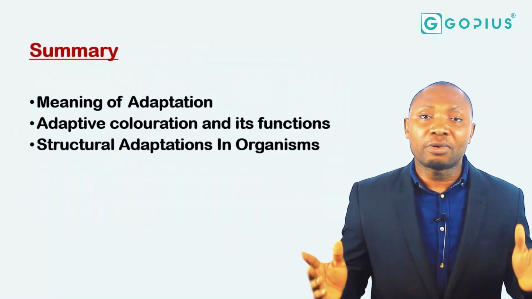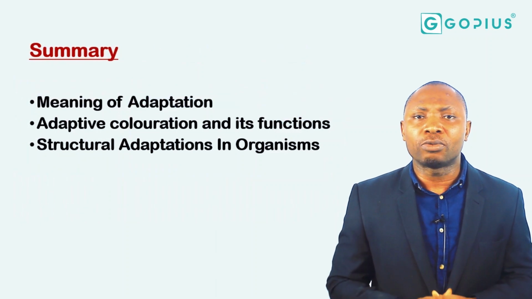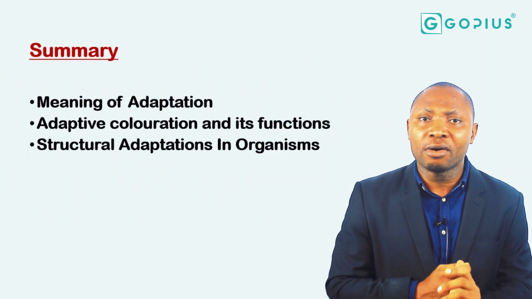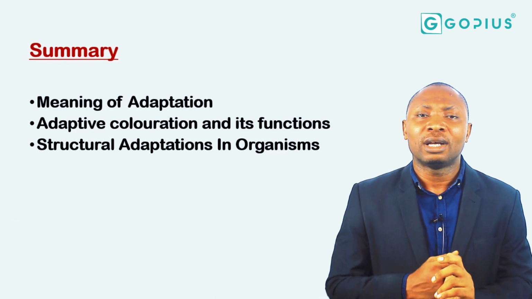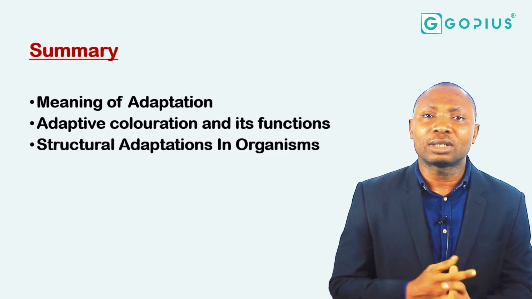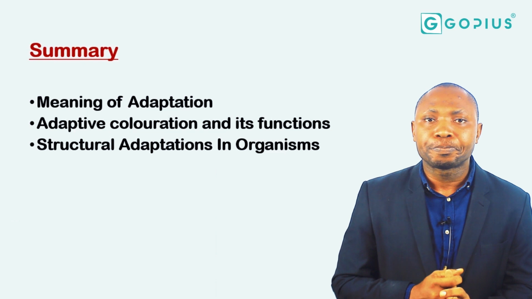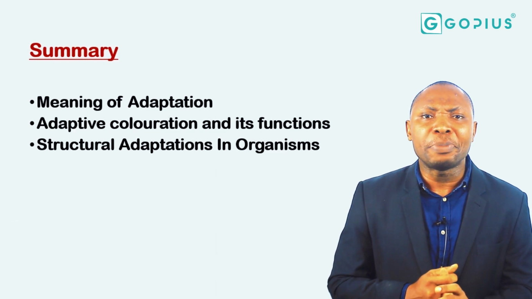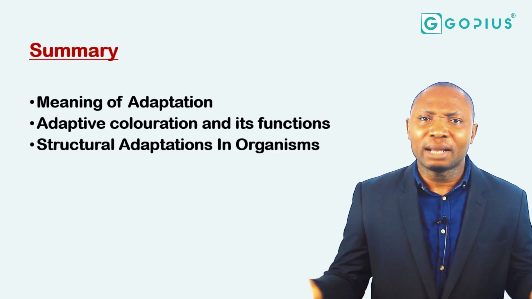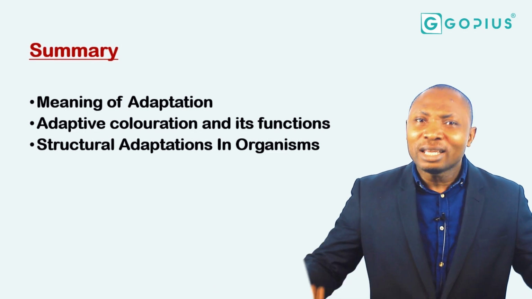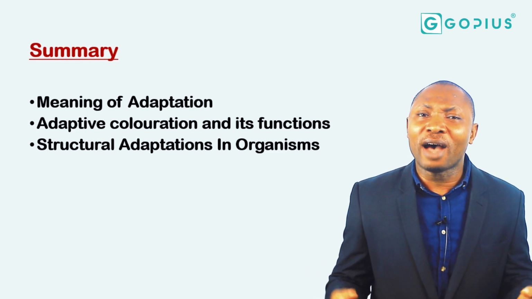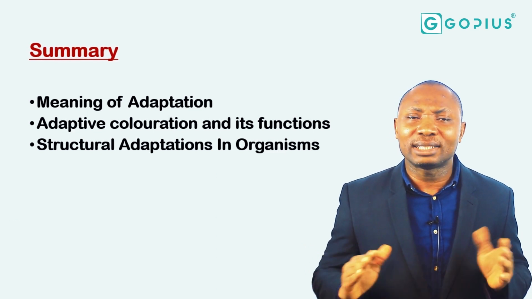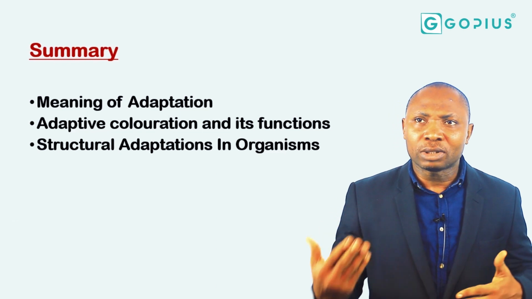Now, I want to summarize all what we've been doing. I talked about adaptation and I talked about the different types of adaptation. I talked about the behavioral adaptation. I talked about adaptation due to color, and I also talked about adaptation due to behavior. What is adaptation now? Adaptation is a way living organisms survive by making use of all these things that I've mentioned. That is adaptation.